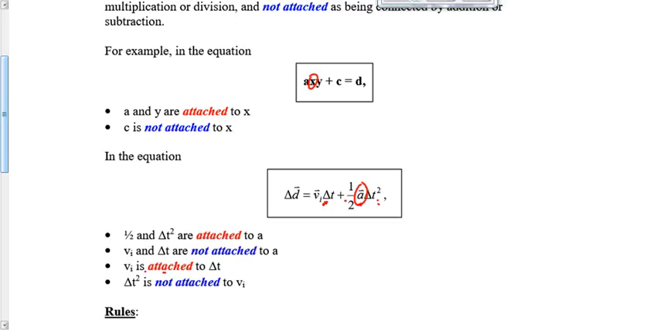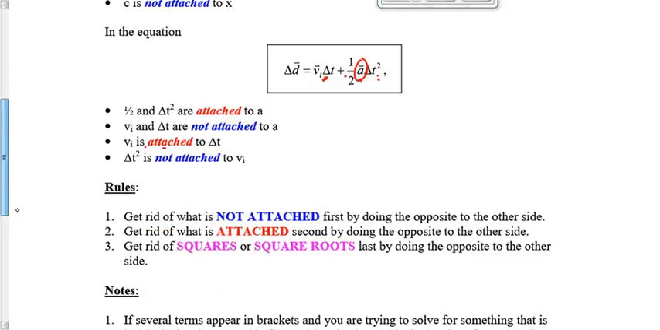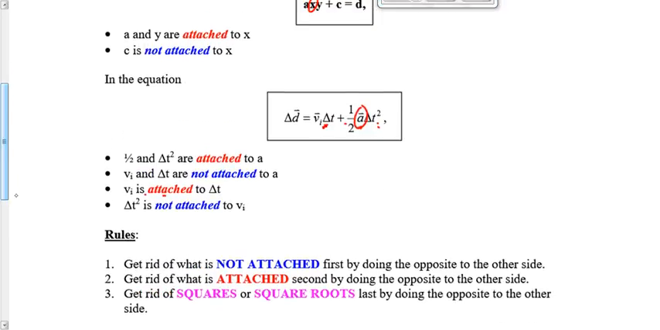Get rid of what's not attached first. This is the first of the three really important rules. Get rid of what's not attached first. So if we're solving for A in this case up here, then we would get rid of what first? VI and the T, right? Because they're not attached. If we were solving for VI, we would get rid of what? The 1/2 AT squared, because that's what's not attached.